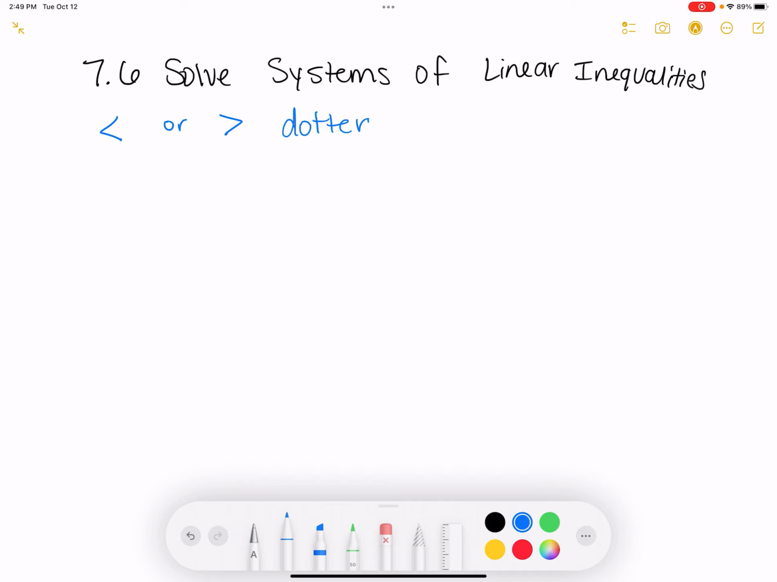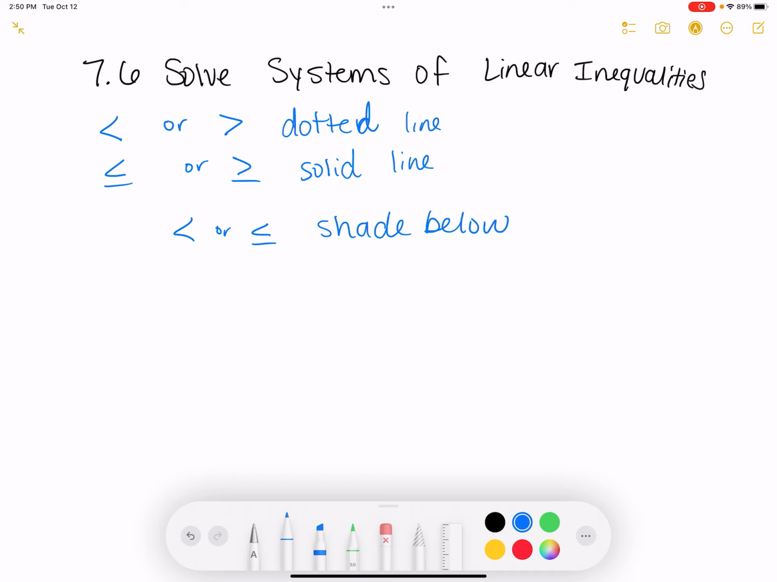All right, so just a little refresher for you. If it is just less than or just greater than, it is a dotted line that's going to be graphed. If it is less than or equal to or greater than or equal to, it's going to be a solid line. And then remember, if it is less than or equal to, we're going to shade below. If it's greater than or equal to, we're going to shade above.